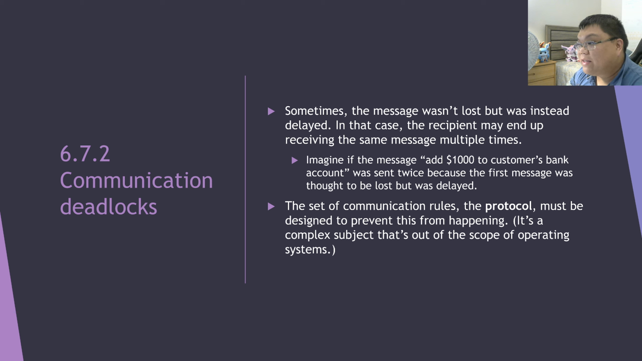Sometimes, that message wasn't lost, but was instead delayed. In that case, the recipient may end up receiving the same message multiple times, such as add $1,000 to this customer's bank account. If we sent that twice under the assumption that the first one was lost, but was actually delayed, then oops, someone got doubly charged. The protocol, that's the set of communication rules, must be designed to prevent this from happening, and designing the protocol is a complex subject that is itself outside the scope of operating systems.